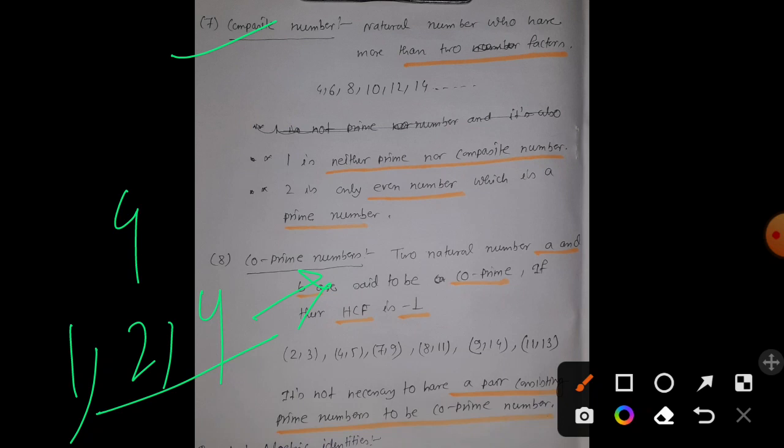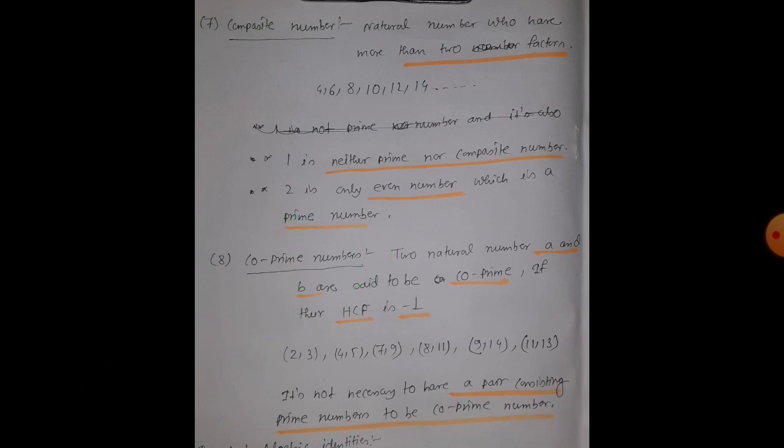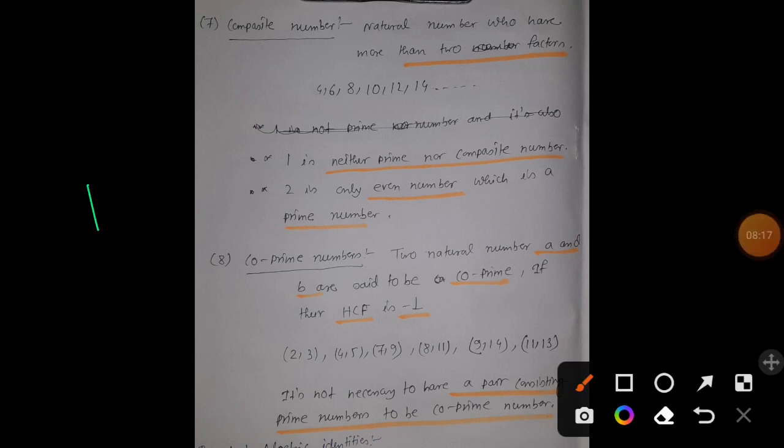And the last one is the co-prime number, a combination of two numbers whose HCF is 1. For example, 2 and 3, right? And remember another thing, 1 is neither a prime number nor a composite number. Okay, so that is the end of that video.